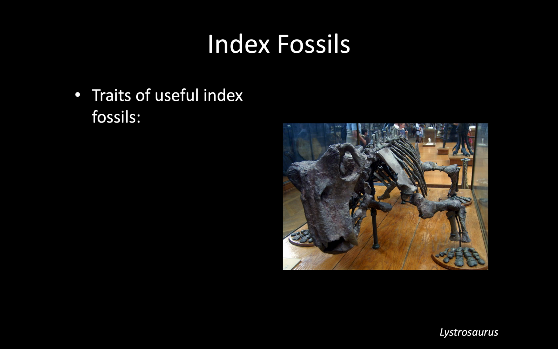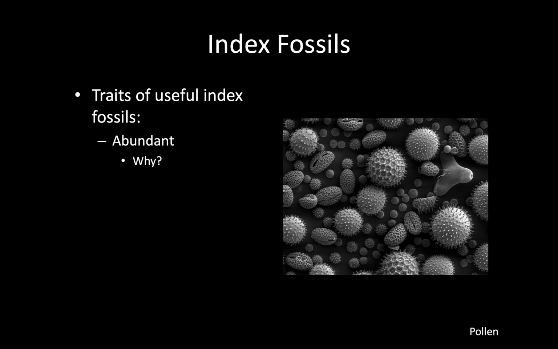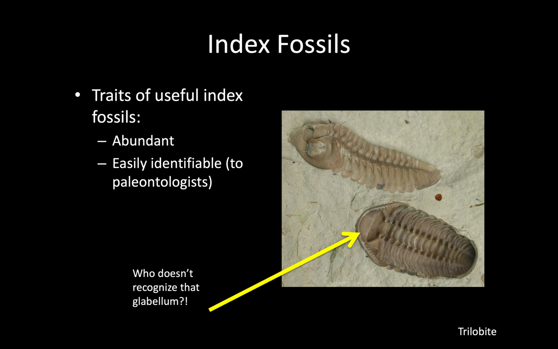So, traits of a useful index fossil. It needs to be abundant. And the reason for that is if you were a paleontologist and you could only find one or two examples of a fossil, you're not going to be able to use it to learn a lot about how old other rocks are. So pollen. Most of you who have spent more than 5 minutes in Florida already know that pollen is pretty abundant, right? So pollen is an excellent example of an index fossil. You can find pollen pretty much anywhere, especially in the rock record.